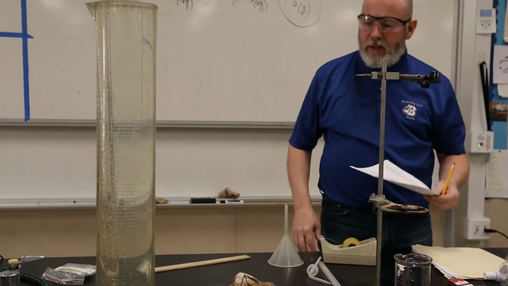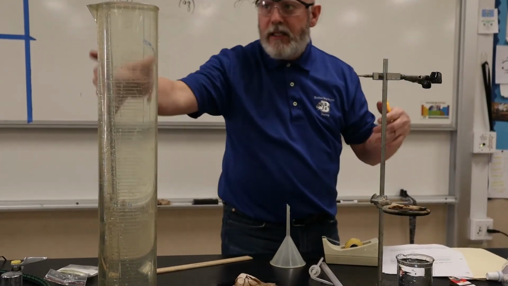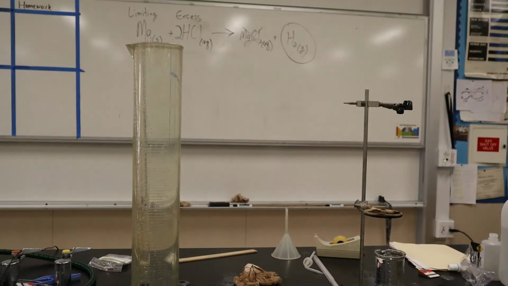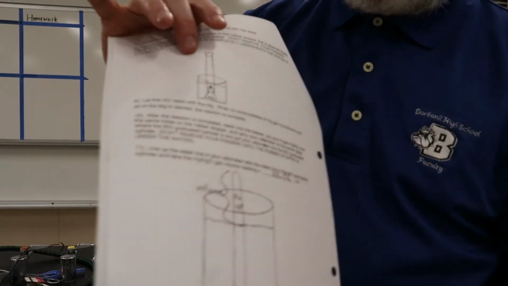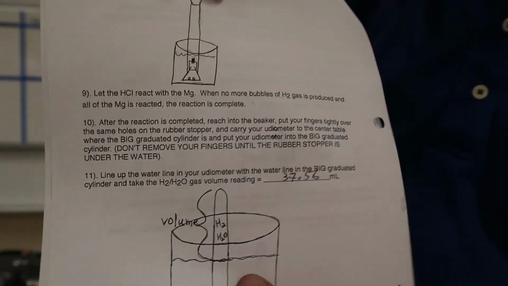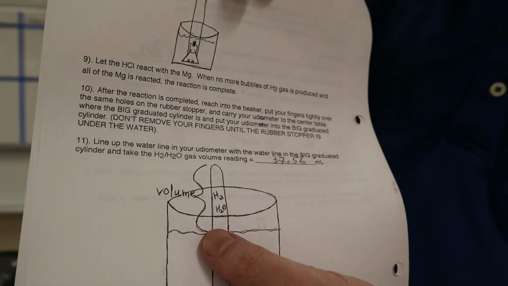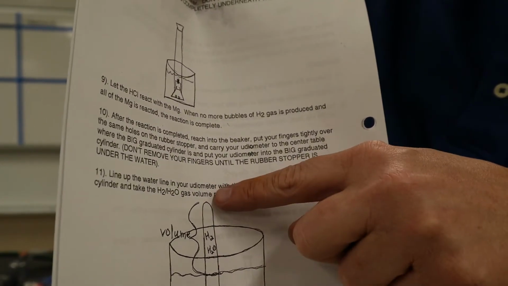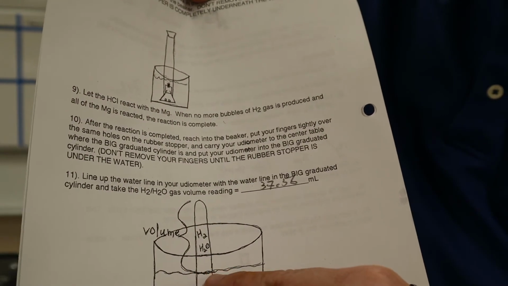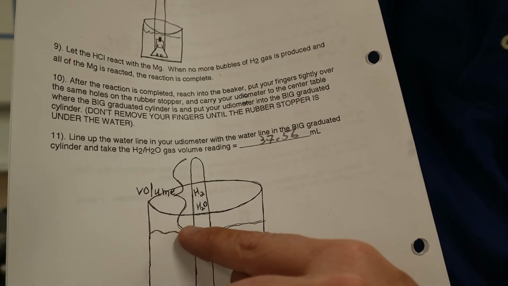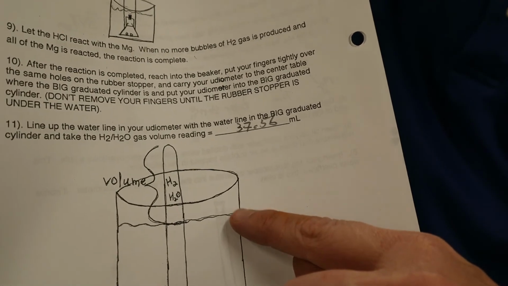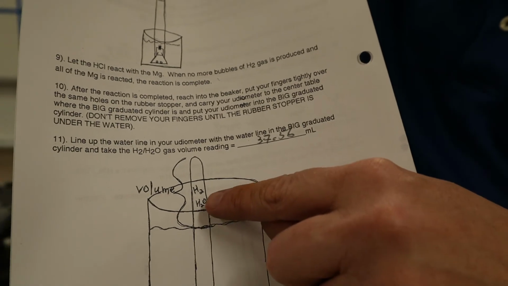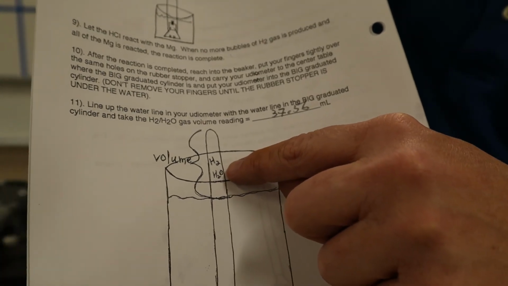Okay, I'm gonna let that sit there for a second. Nothing's changing, there's no air getting in, the hydrogen gas is still in there. All right, so real quick, you can see this picture right here. We were supposed to take the volume of the hydrogen gas when the water line inside the eudiometer equals the water line of that big graduated cylinder. And it was 37.56.